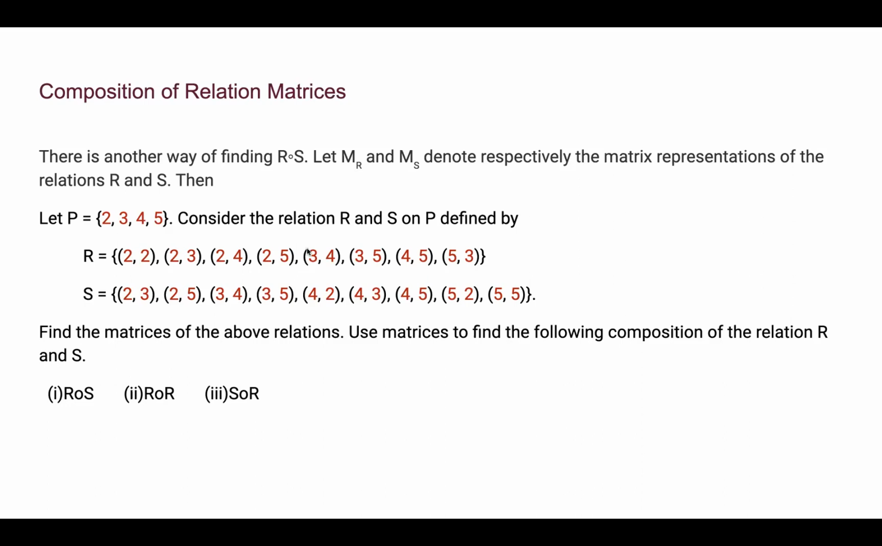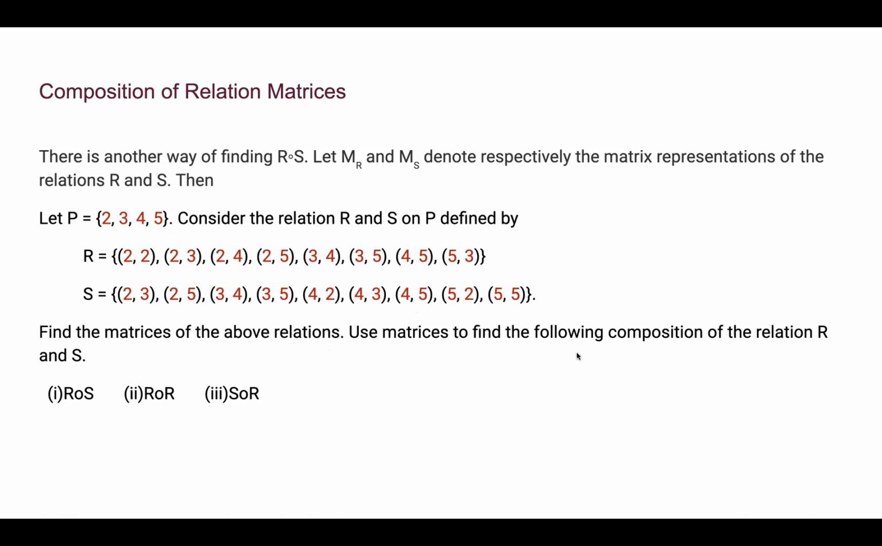Now P is the set 2, 3, 4, 5. Consider the relations R and S on P, defined like this. R is 2 2, 2 3, 2 4, 2 5, 3 4, 3 5, 4 5, 5 3. S is 2 3, 2 5, 3 4, 3 5, 4 2, 4 3, 4 5, 5 2, 5 5. Then find the matrices of the above relations.